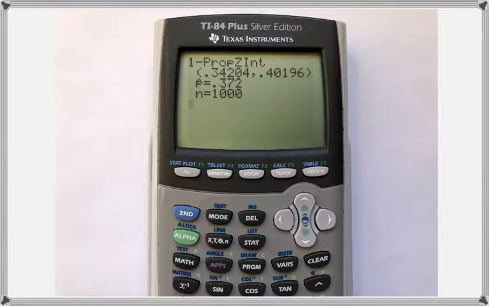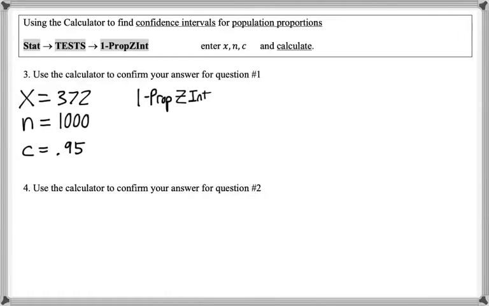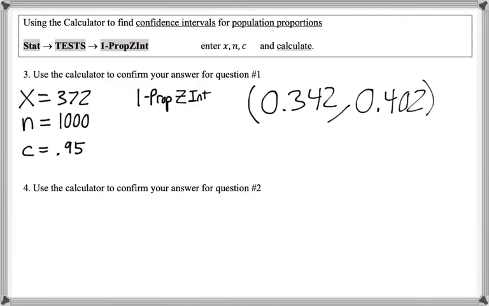And my confidence interval, rounded to 3 places, is 0.342 to 0.402. So that is my confidence interval, and that does match what we found on question 1.